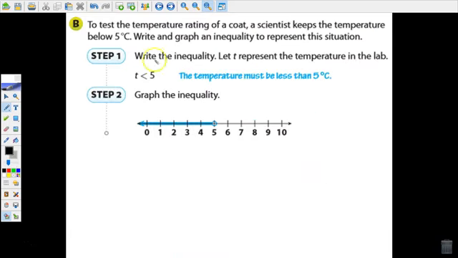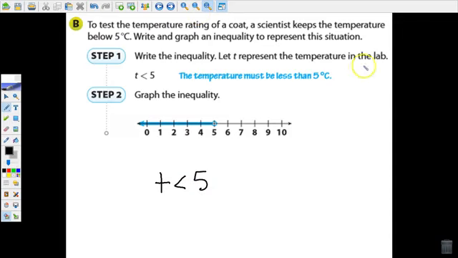Here is our real world situation. To test the temperature rating of a coat, a scientist keeps the temperature below 5 degrees Celsius. Write and graph an inequality to represent the situation. So, keeps the temperature below 5 degrees Celsius. So, my temperature is below, less than 5 degrees Celsius. Okay? So, we write the inequality. Very simple. We know the words, we know what to look for, okay?